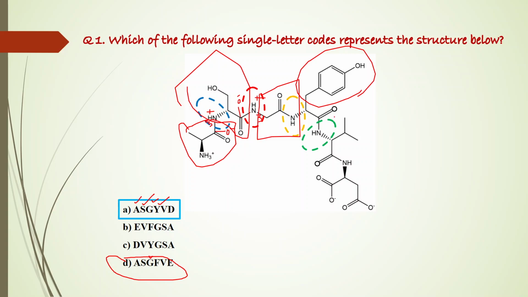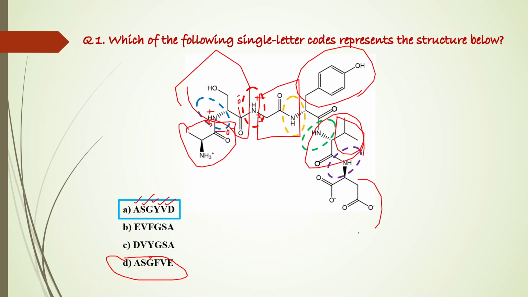The next amide bond is this one. So we will get an amino acid of this particular one. Again the side chain is this. Obviously this particular side chain exists in only one amino acid, that is valine, and the single letter code for valine is V. So the next one will be V.